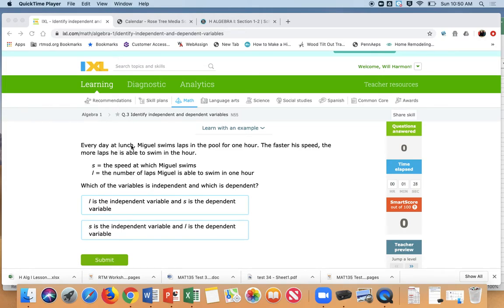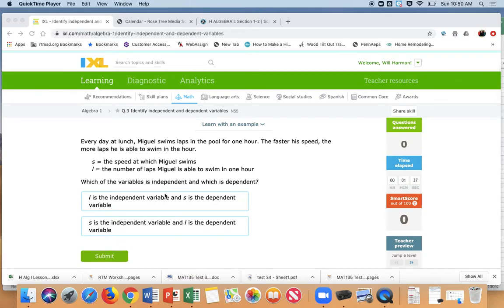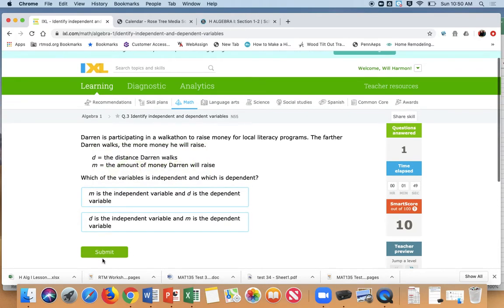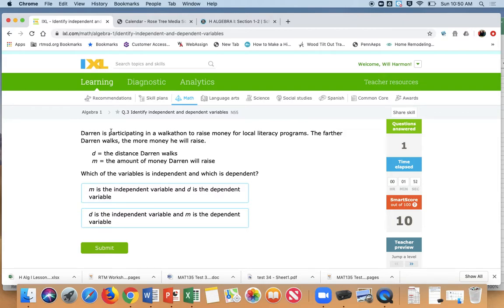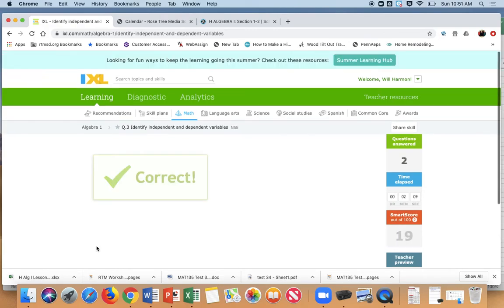So in this one, it says the faster his speed, okay, so that's going to be the independent. The more laps he is able to swim, that's going to be dependent. So it says S is the speed, so we want speed to be the independent, and we want the number of laps to be the dependent. Okay, so Darren is participating in a walkathon to raise money for the local literacy. The farther Darren walks, so that's going to be my independent. So the distance Darren walks is D, so that's going to be the independent, which means the more money he will raise, that's the dependent.